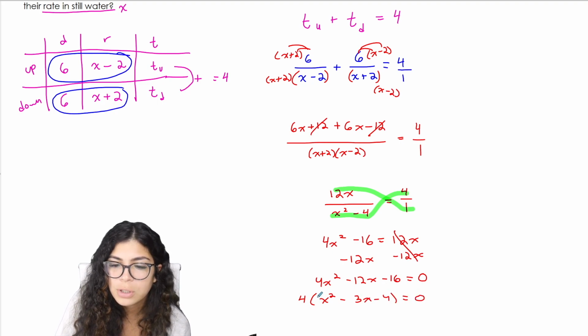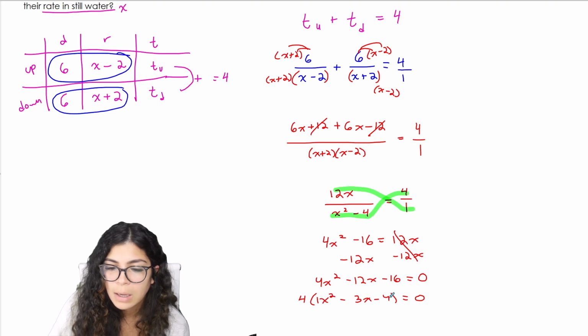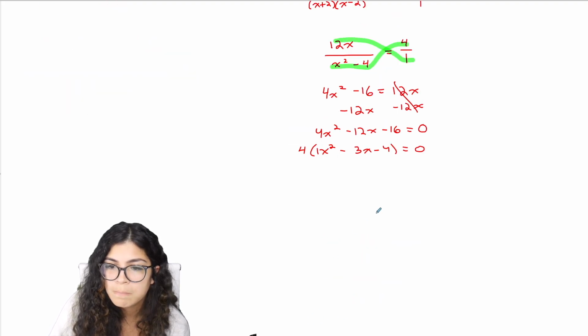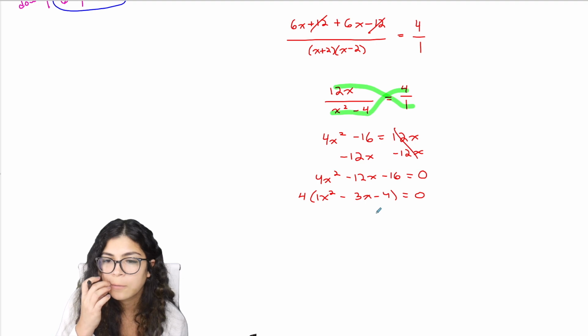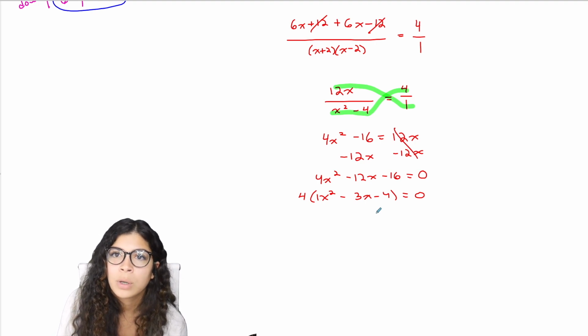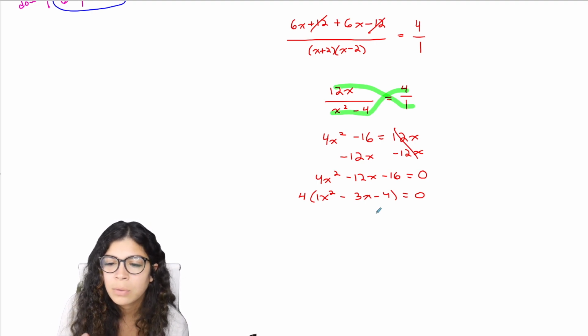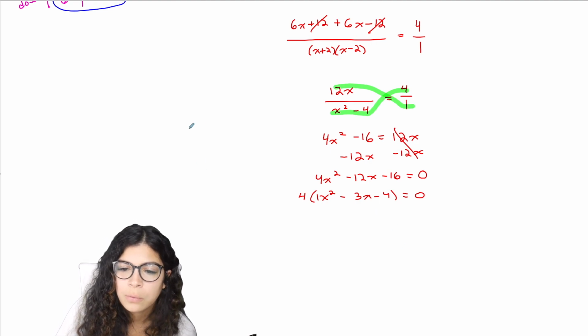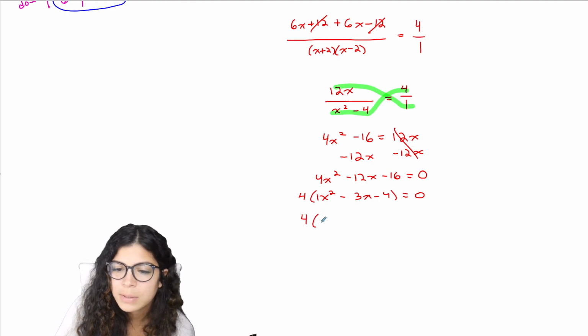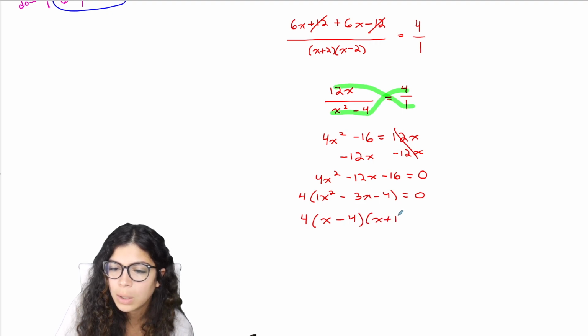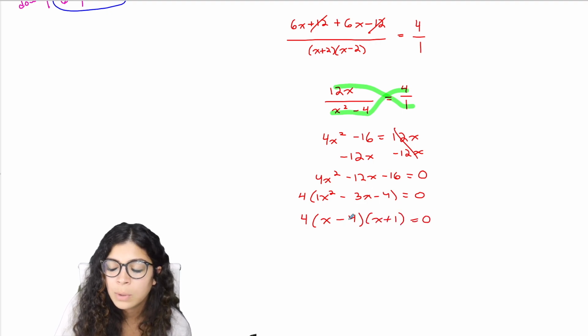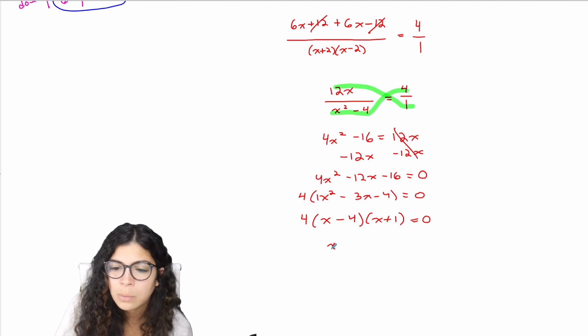And now the coefficient is 1, so to factor this, we would just find two numbers that multiply to negative 4 and add to negative 3: negative 4 and 1. So (x minus 4)(x plus 1). So we have what looks like two solutions, x equals 4 and x equals negative 1.